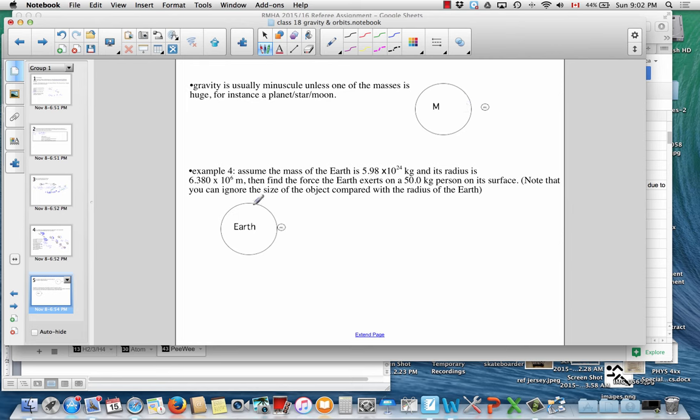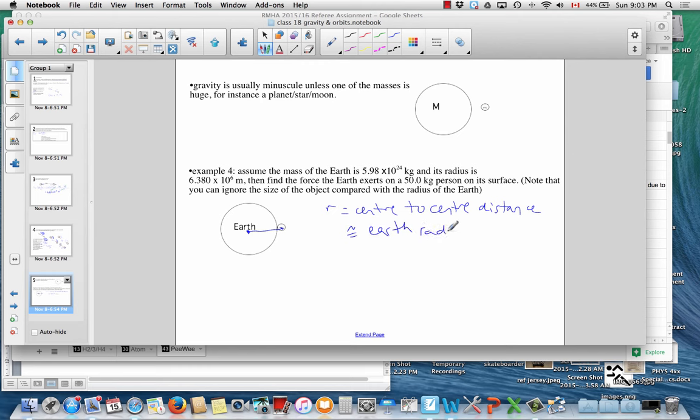So let's look at the Earth. Here's the Earth, and let's pretend we knew its mass and we knew its radius. And then let's find the force on a 50-kilogram student on the surface of the Earth. Now, for the distance r, it's a center-to-center distance. And so even if we're on the surface of the Earth, this distance is not 0, because we have to measure how far it is from the center of the 50-kilogram person to the center of the Earth.